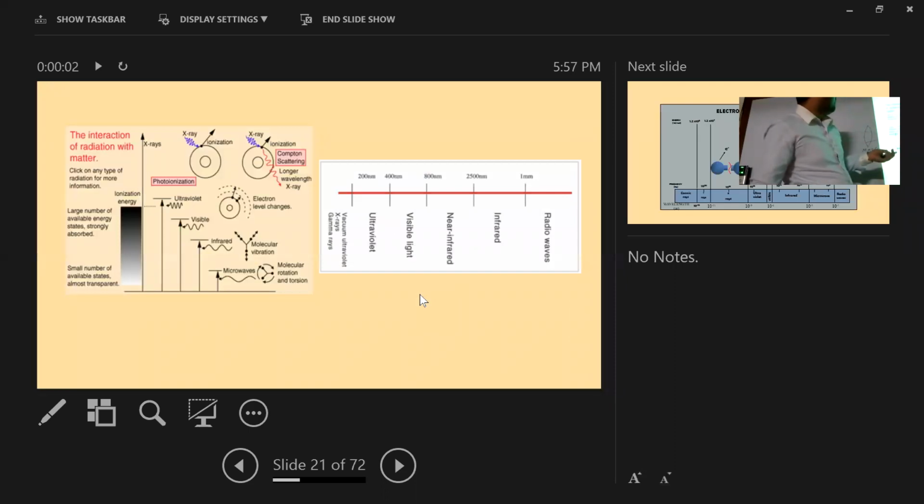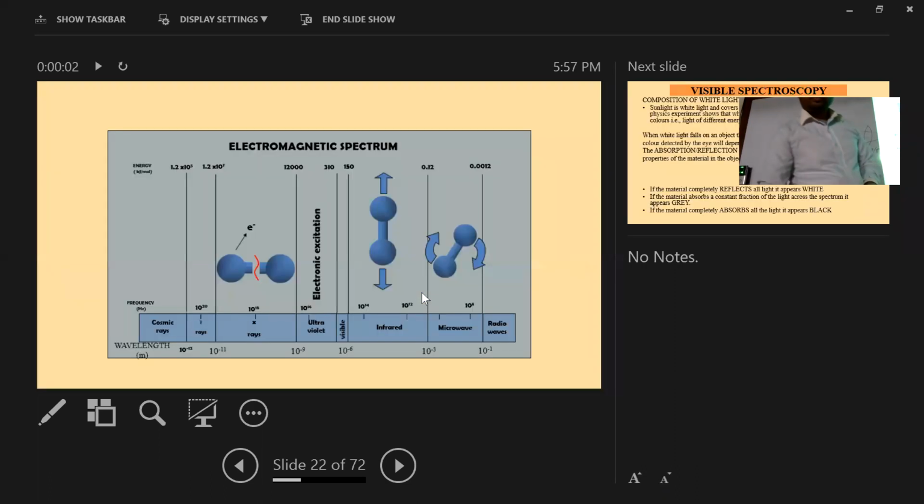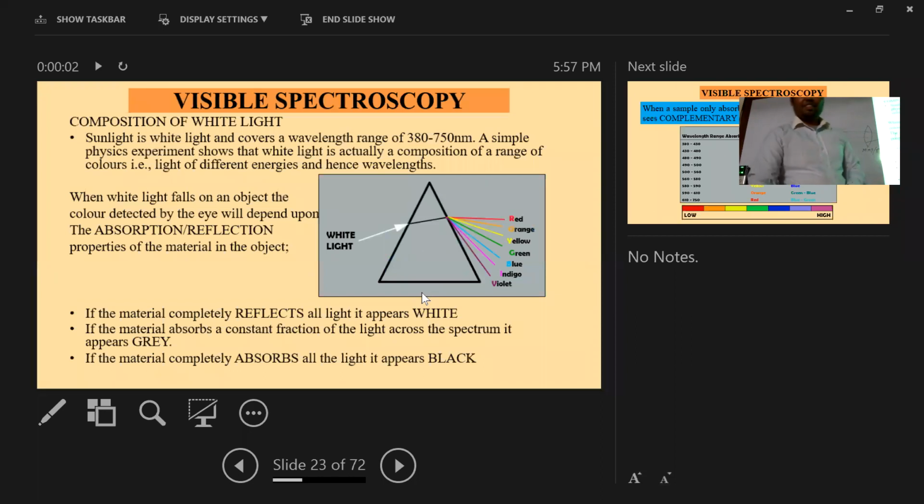Same thing. That means how much energy: X-ray is very high energy, and then ultraviolet, visible, infrared, microwave. Again, same thing. I already mentioned that one, visible spectroscopy and diffraction.